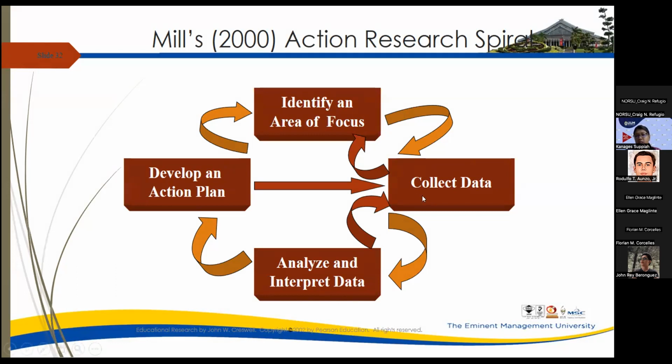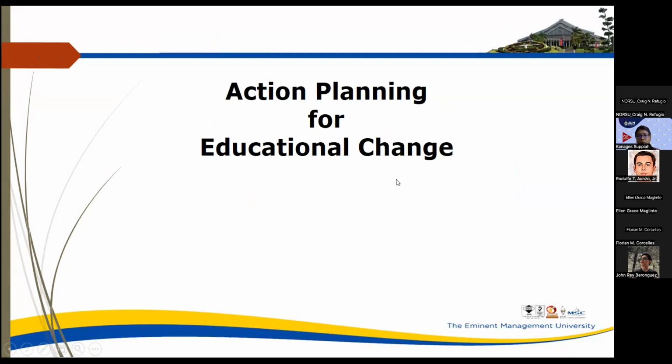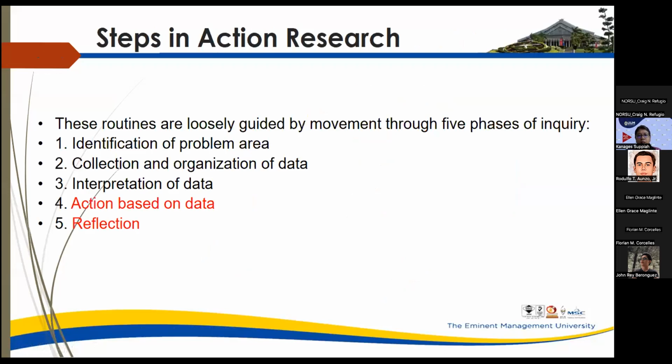Along the way, can you see? It's a spiral. It's not a linear process. Sometimes we get the focus, we collect data, we reanalyze the focus, it can go anywhere. So the main thing, again, I'm highlighting, there's action based on data, and there's reflection. These are the two main elements in any action research.